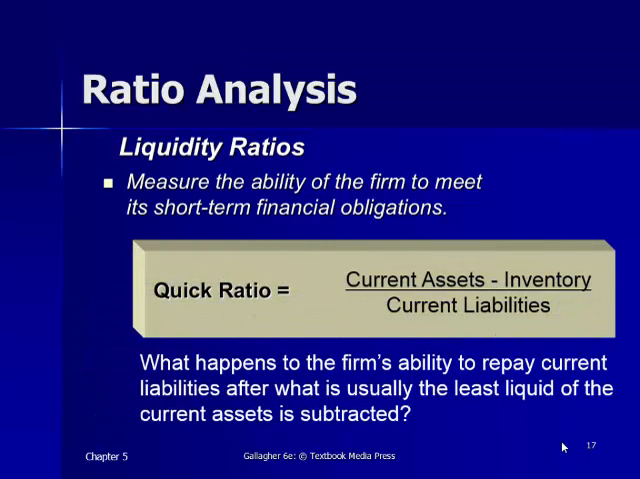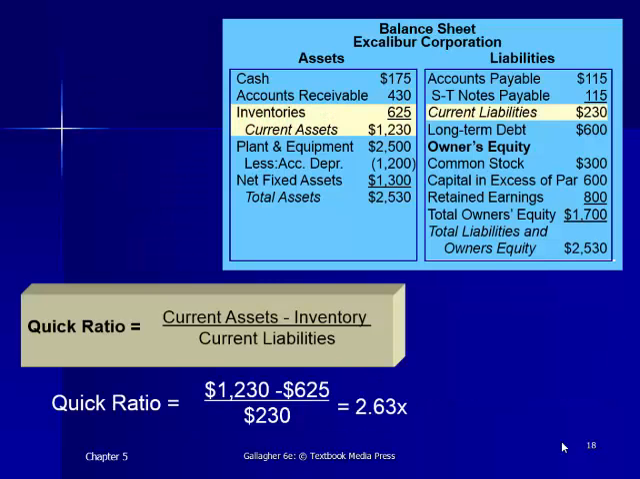Next, we have the quick ratio. And the difference between the current ratio and the quick ratio is that the numerator has inventory subtracted from it. So the numerator is all assets except for inventory, and the denominator is the same as it was for the current ratio. And so for this particular firm, it has a quick ratio of 2.63 times.